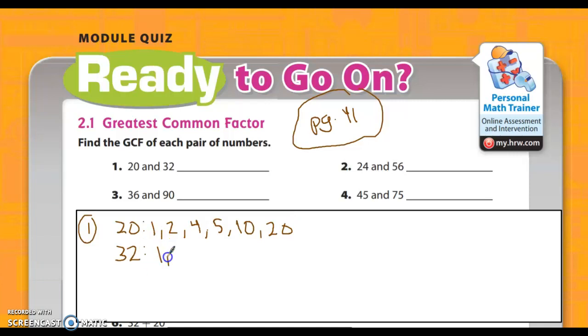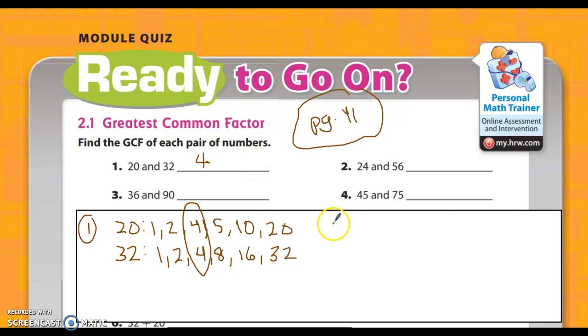It's going to be 1 and 2, and 3 is not a factor of 32, but 4 is. And it's going to be 4 times 8. It's going to be 2 times 16, and it's going to be 1 times 32. And I think I got all those. And if I carefully examine my list, I'm going to notice that 4 is the greatest factor in both lists. So the greatest common factor of 20 and 32 is 4.